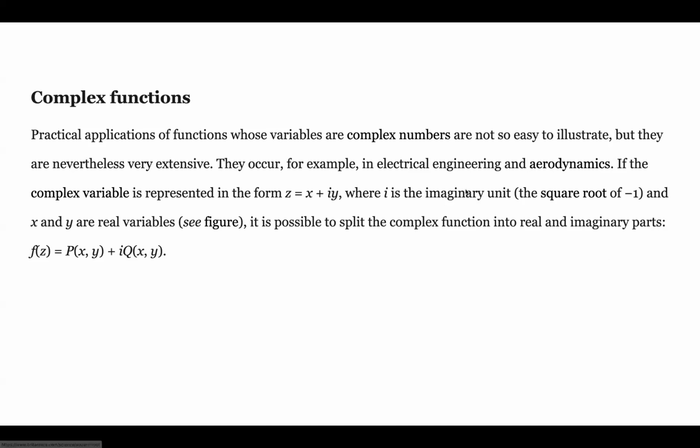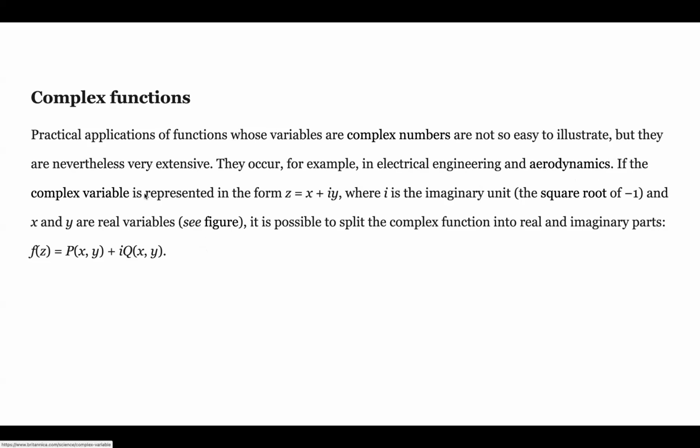Practical applications of functions whose variables are complex numbers are not so easy to illustrate, but they are nevertheless very extensive. They occur, for example, in electrical engineering and aerodynamics.